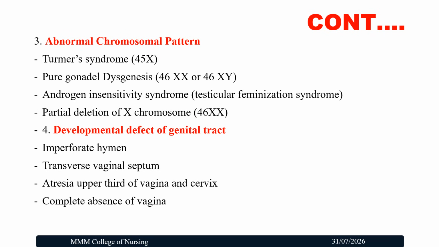Then the fourth cause is developmental defect of the genital tract. It may lead to imperforate hymen, transverse vaginal septum, atresia of upper third of vagina and cervix, and complete absence of vagina.